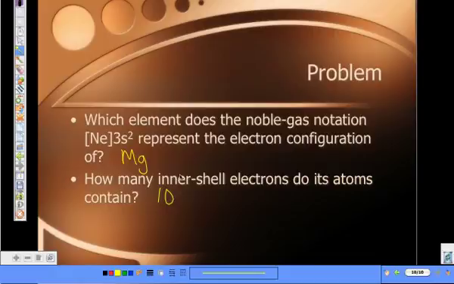Because these 2 in the third energy level are the outer shell, and they're asking just for inner shell. So we don't want to count the 2 outer shell electrons.